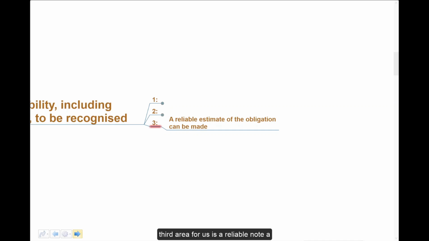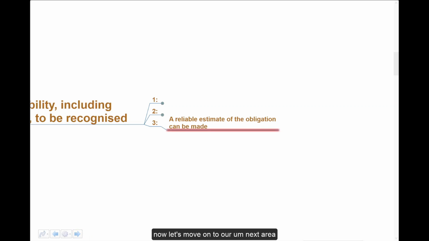The third area for us is a reliable, note, a reliable estimate of the obligation can be made. Let's just say that your lawyer comes to you and says, well, in relation to this particular case, I think it's very probable we're going to lose. But to be honest, it could be anywhere between 100,000 and 3 million. That's not a reliable estimate. If we can't make a reliable estimate, then how can we provide? We can't use complete and utter guesswork. Reliability is important. This is a set of financial statements, after all, that users and stakeholders will rely upon. So let's remember all three criteria in play. Okay?